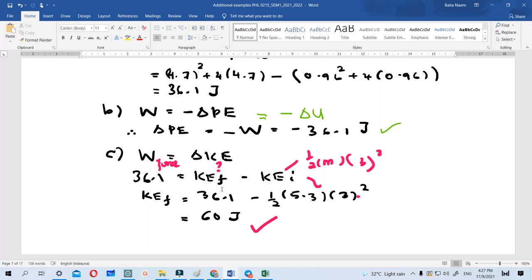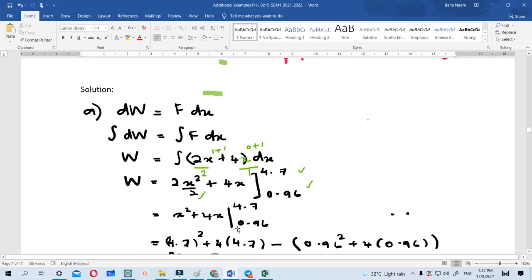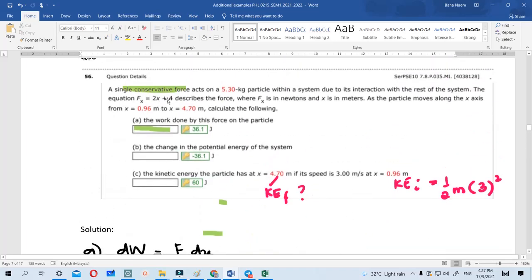But the key element to understand is the work here, which work? You might get confused. The work that you have calculated is based on the force you are talking about. So this one, the force is this one. So what is the work by this one?